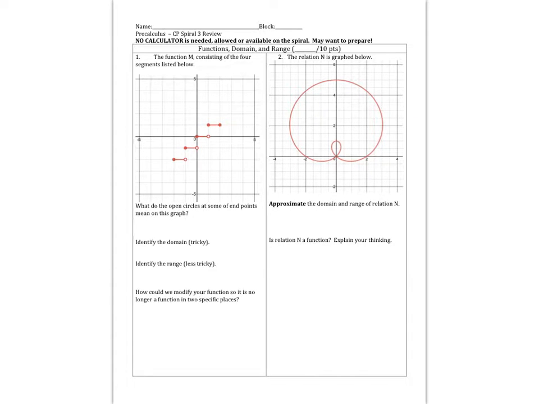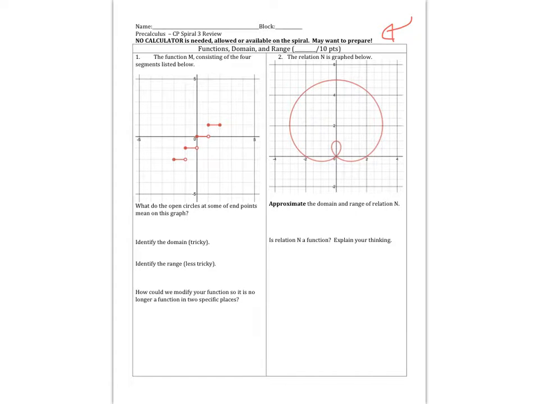First thing says no calculator is needed, allowed, or even available in the spiral. That is not an accurate statement. That's a holdover from the document that I originally used a couple years ago to make this. Calculator is totally fine here. Just be sure if you need to show me work that you show me work.